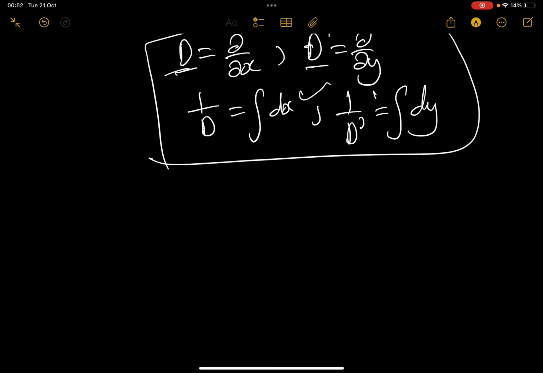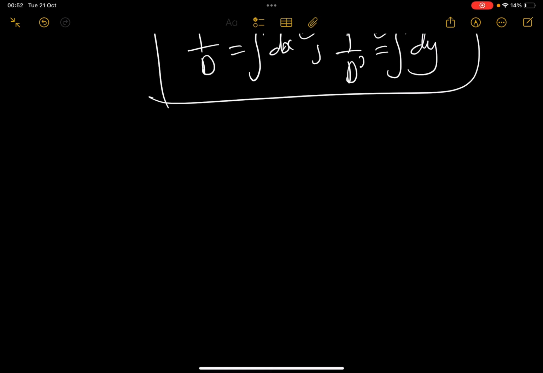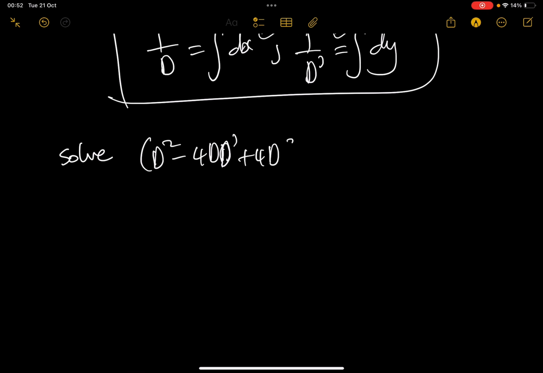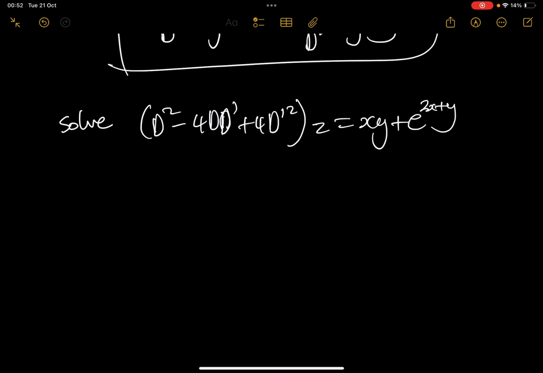It's the same with this. So if you are given an equation whereby you are tasked to solve, D squared minus 4D D prime plus 4D prime squared z, which is equal to xy plus e to the power 2x plus y. So we want to solve this one and find the general solution.